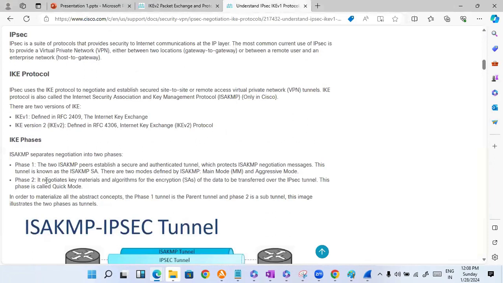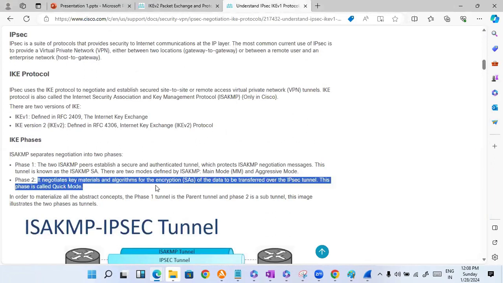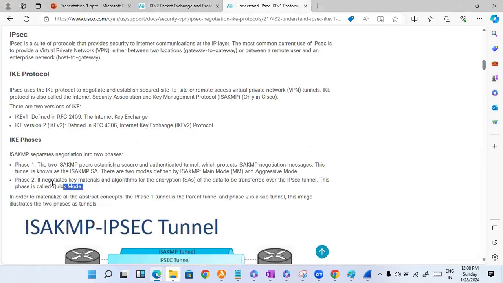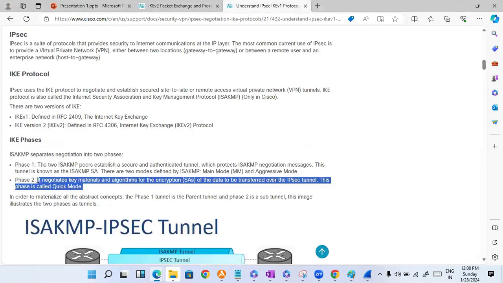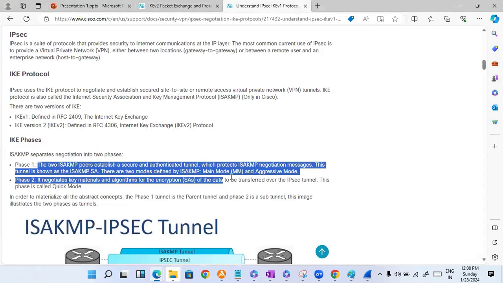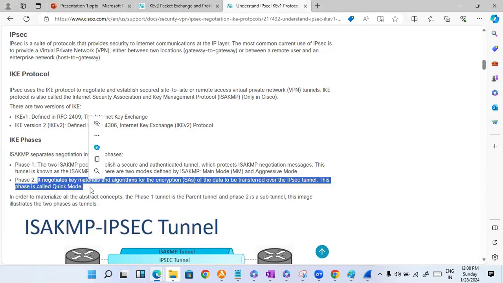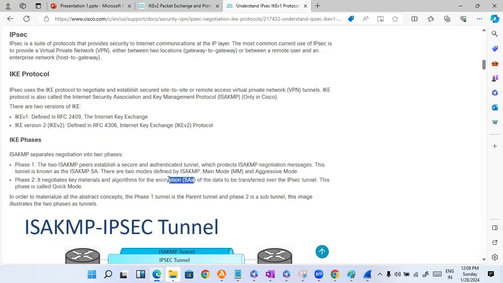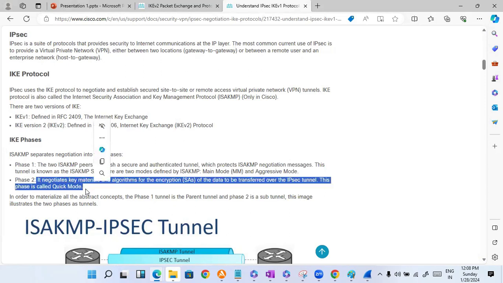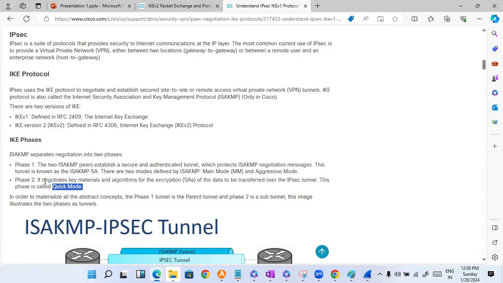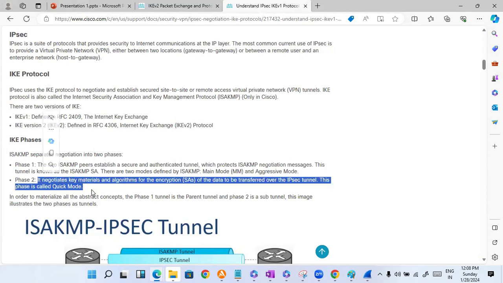IPsec phases, phase one and phase two. It negotiates also in phase two, in quick mode. Once the phase one tunnel is established, phase two negotiates in quick mode, because the things are already known to the peers, and they just share some encryption keys, and the DH group authentication comes into play for the phase 2 setup.